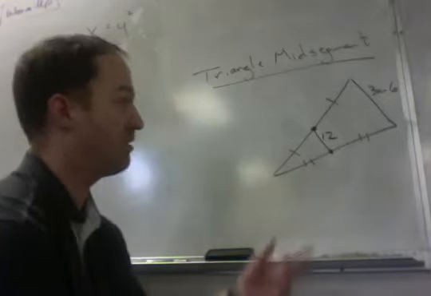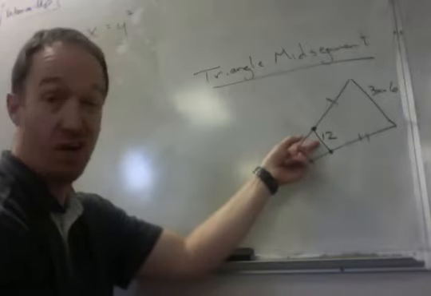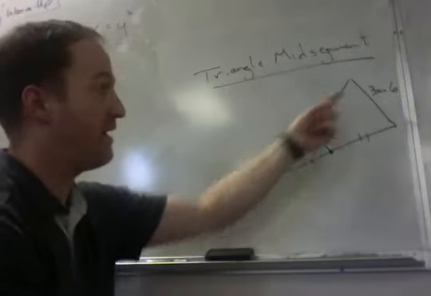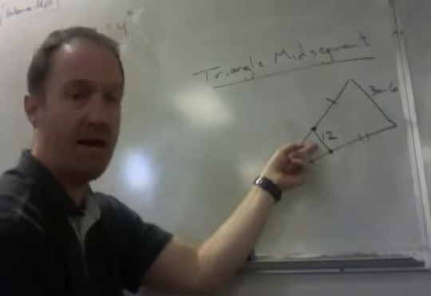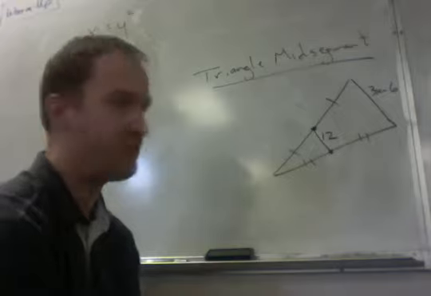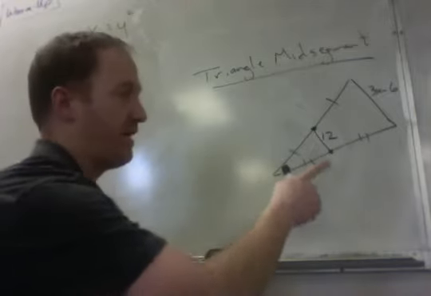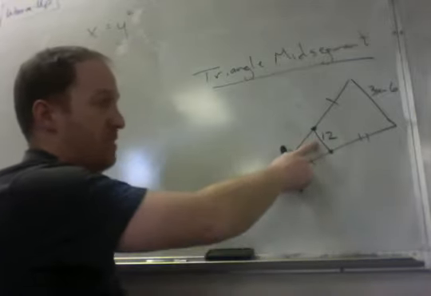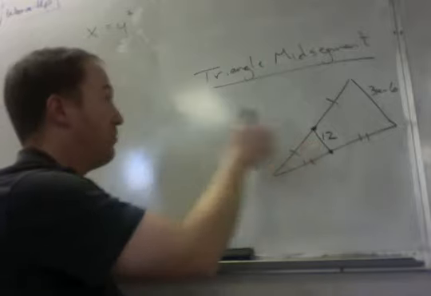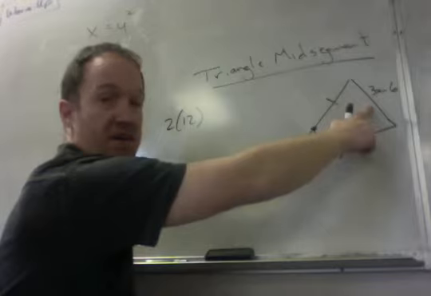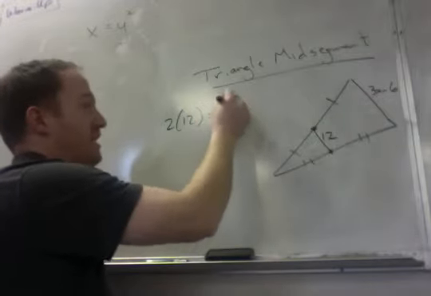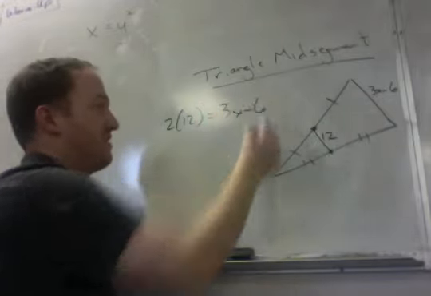Well, we just learned that if you double this side, you get that one. Or if you cut this one in half, you get that one. Either way you want to set it up is okay. I like doubling rather than cutting in half, so I'll do it that way. So if I multiply this one by 2, I should get the length of that one. So 2 times 12 has got to equal 3x minus 6.